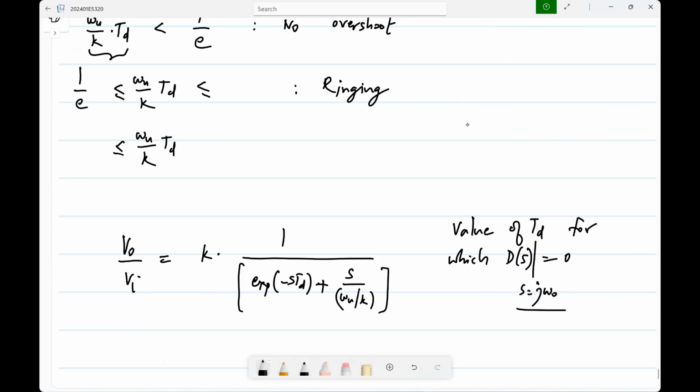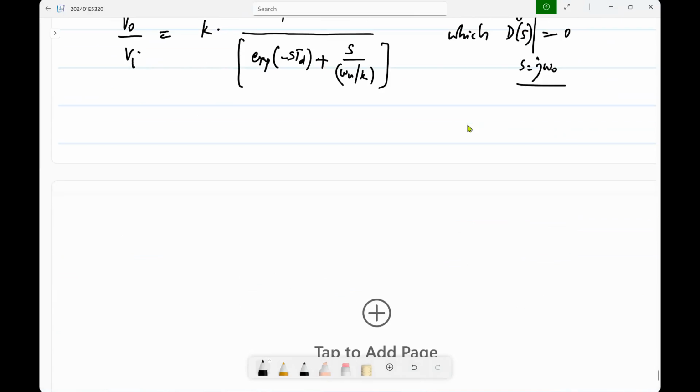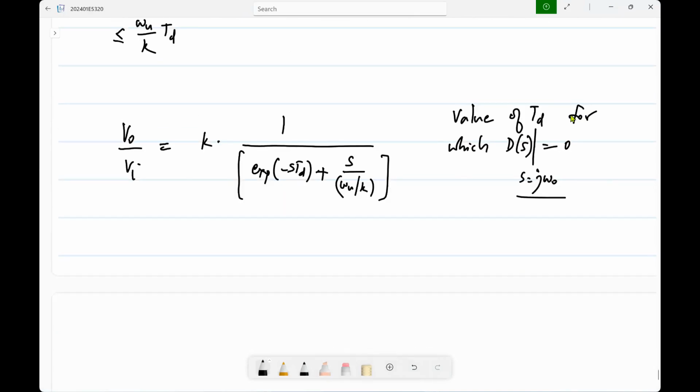What value of Td will it be? And omega naught and Td will be? How do you do this? What do you get? Yeah. So you just substitute s equals j omega naught. What is this?